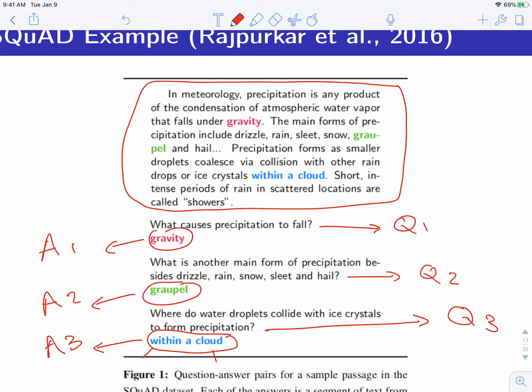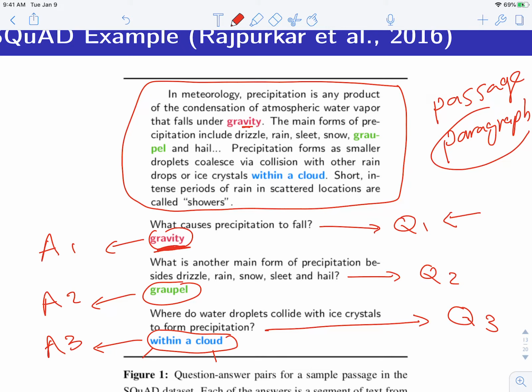So this is saying, in meteorology, precipitation is any product of the condensation of atmospheric water vapor that falls under gravity. The question here is, what causes precipitation to fall? Well, gravity. Okay? So that's the answer. So basically you have a passage, or what they call a paragraph in the Bert paper, and then you have an answer to it. They asked humans to read the passage, then ask questions, and then answer these questions.